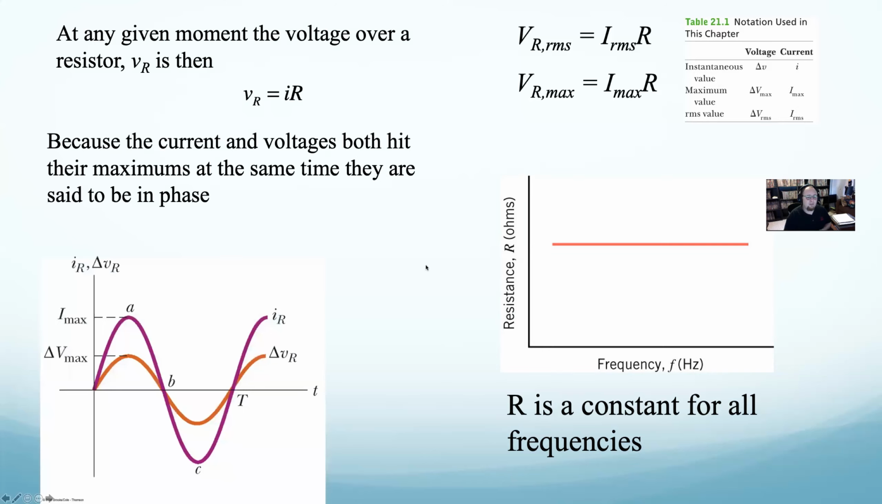This means that whenever you have max current, you've got max voltage. Whenever you've got min current, that means you have min voltage. For this reason, it's often said that for a resistor, current and voltage are in phase. In phase just means that they line up. Max is at max, min at min.